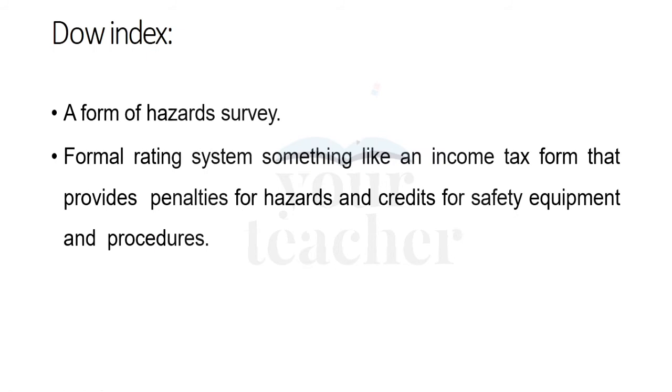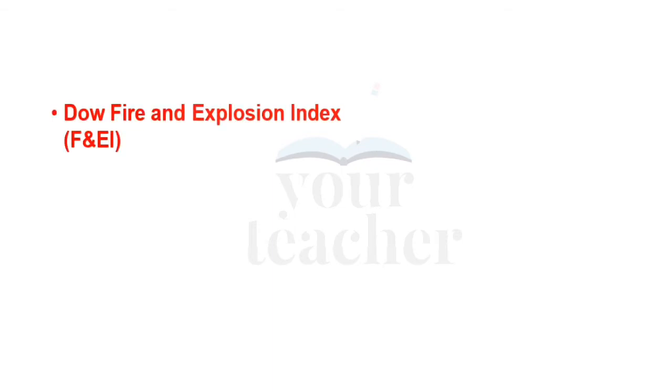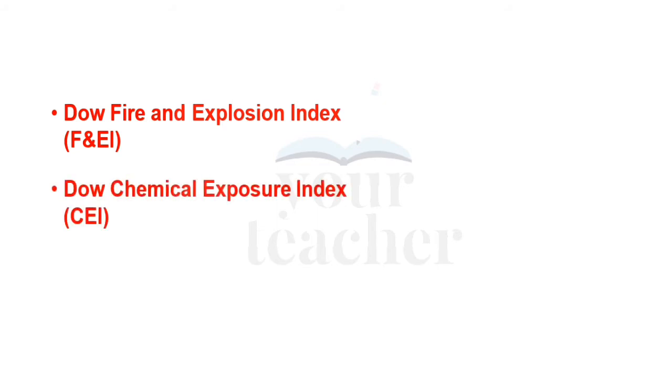Therefore, a Dow Index is a formal rating system, something like an income tax, that provides penalties for hazards and credits for the safety equipment and procedures. After calculating the penalties and credits, we have a final rating number that provides a relative ranking of the hazard. They are of two types. The first one is the Dow Fire and Explosion Index, or F&EI, and the second is the Dow Chemical Exposure Index, or CEI.